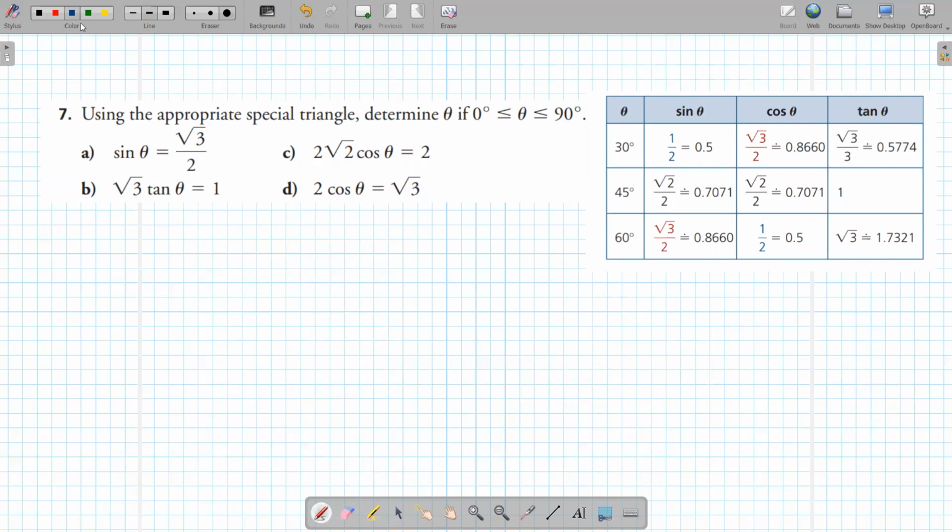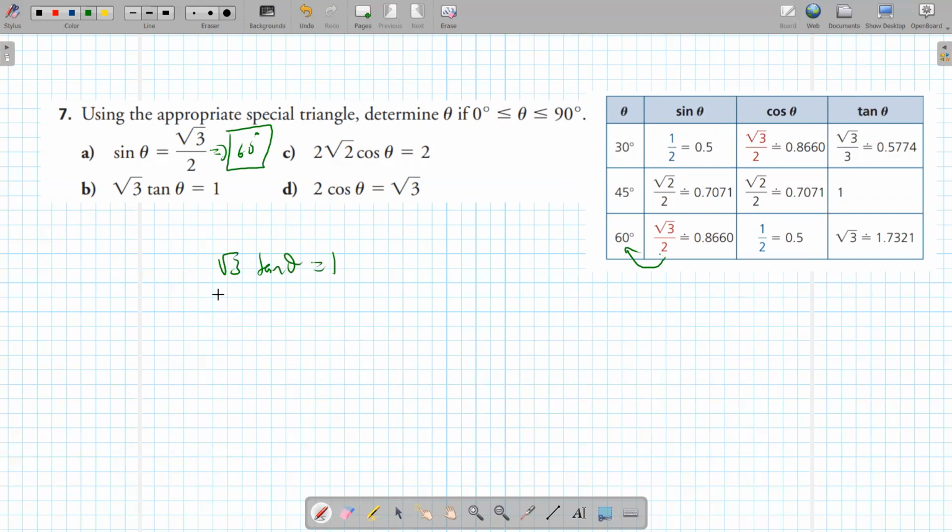So now the angle is missing. Notice the angle is missing. So sine theta is root 3 over 2, okay? Find root 3 over 2 first, and the angle will be, well, theta would be the angle. So for A, theta is simply 60 degrees. I'm trying to find the angle. For B, root 3 tan theta is 1.